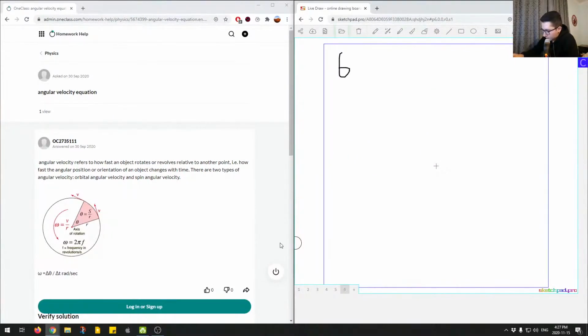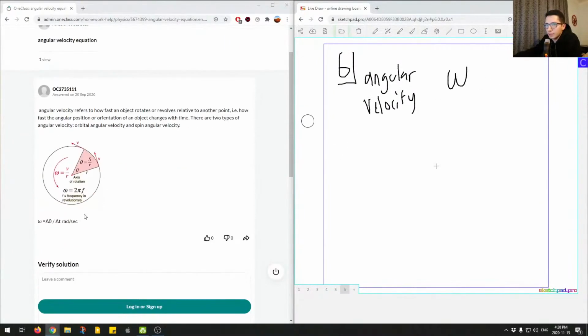Alright, so question number 6. Angular velocity equation. We're trying to define what angular velocity is. The variable used for angular velocity, I'll write that down, is kind of like a W, a curvy W. I forget the exact Greek name for this, but this is the symbol that we'd use for angular velocity.